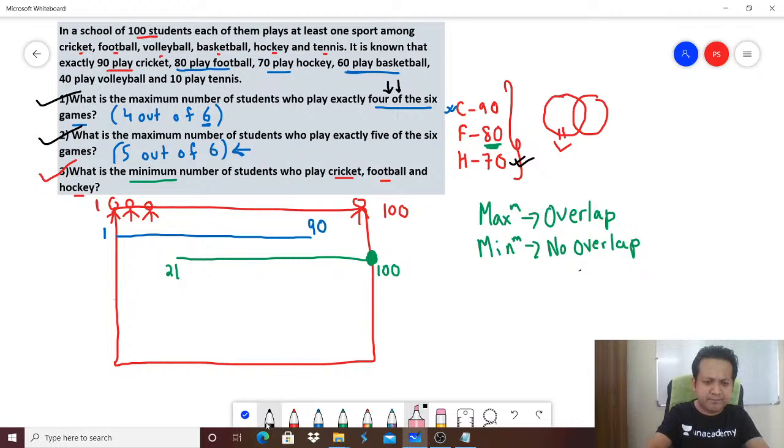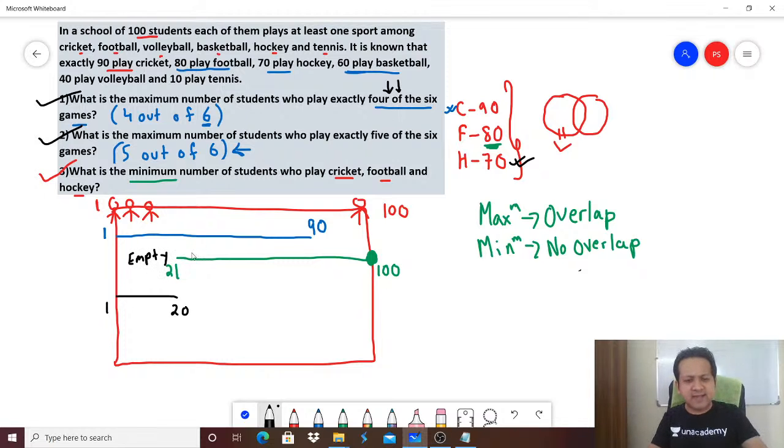Let's draw the line now. 70, right? So here, this is empty, so I can use 1 to 20. I drew a line of length 20 units. Next, anywhere there is empty space, this portion is empty, so again I can utilize it to draw a line. How much? 91 to 100. So 1 to 20 and 91 to 100, 30 is already gone.